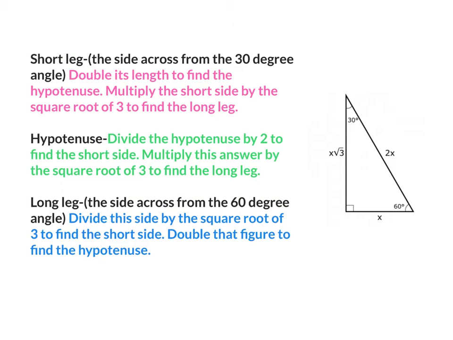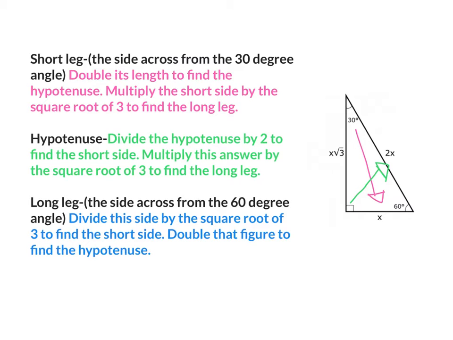When we have the short leg, which is the side across from the 30-degree angle, which is right here, we double its length to find the hypotenuse. We multiply the short side by the square root of 3 to find the long leg. When we have the hypotenuse, which is here, we divide the hypotenuse by 2 to find the short side. We multiply this answer by the square root of 3 to find the long leg.